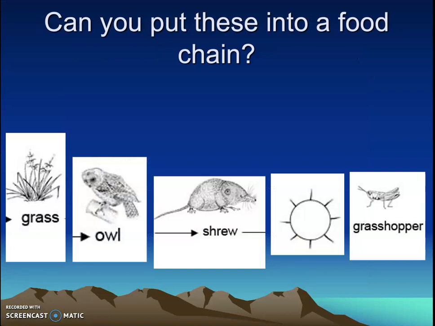So your next job is to put the following into a food chain. It has been mixed up and rearranged for you. So what you need to do is rearrange it and draw it out in your books in the correct form. Now, you don't need to draw out the animals. You can simply just write the words. So we've got the grass, we've got owl, we've got shrew, we've got the sun, and we've got a grasshopper. Think about what comes at the beginning.